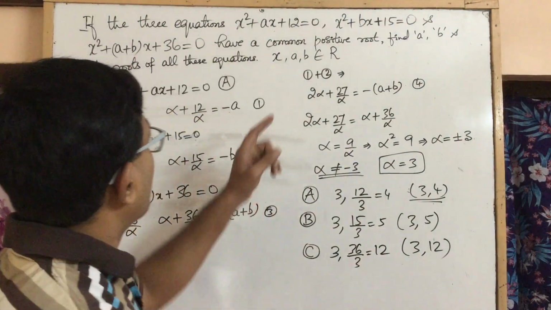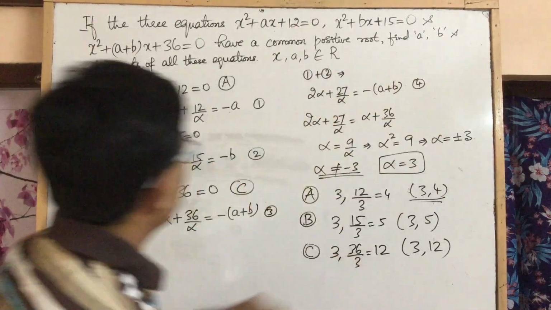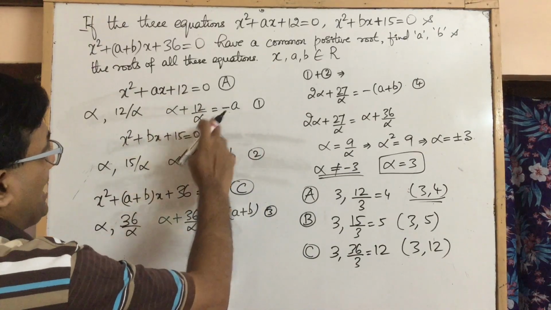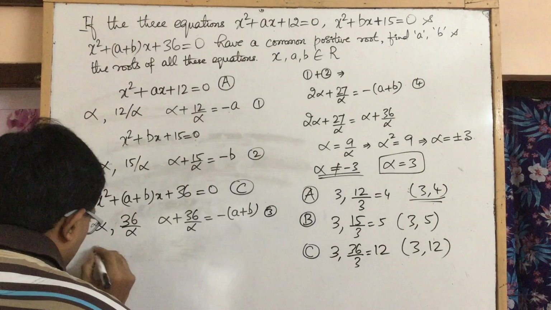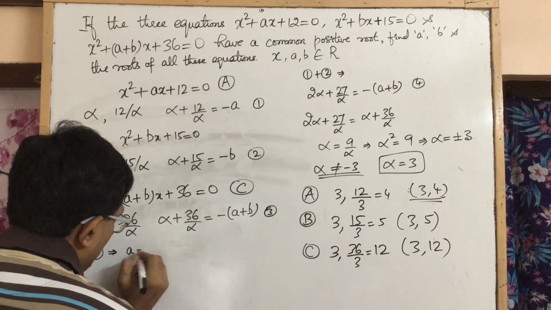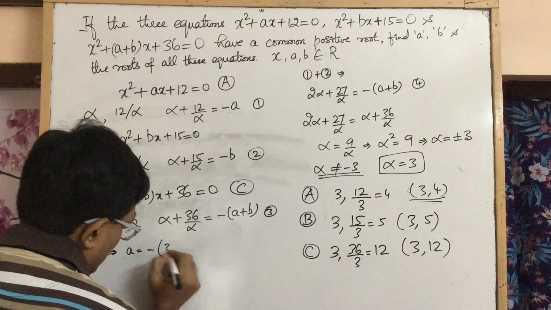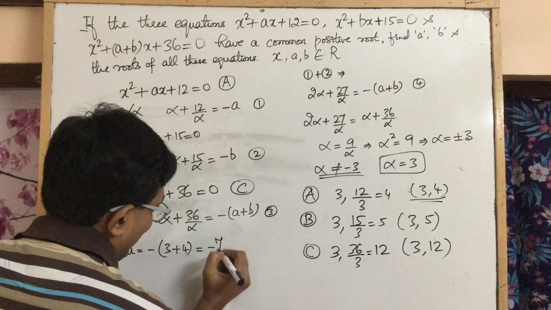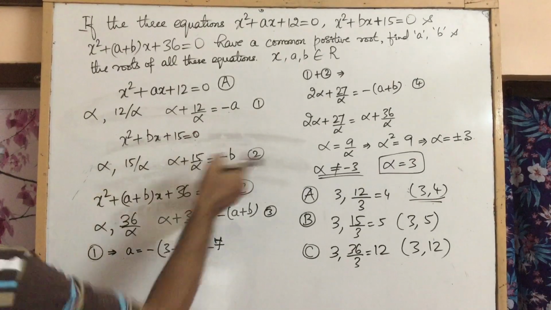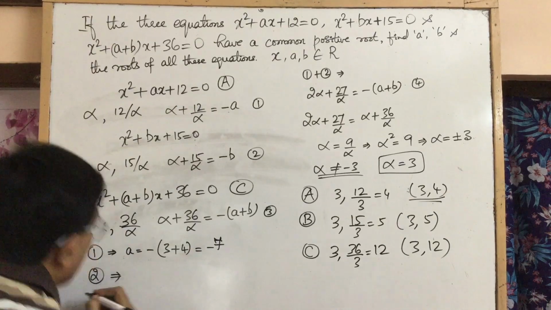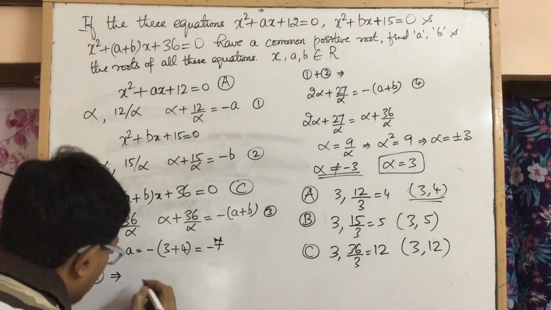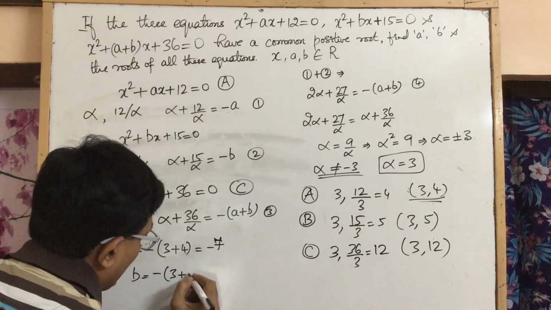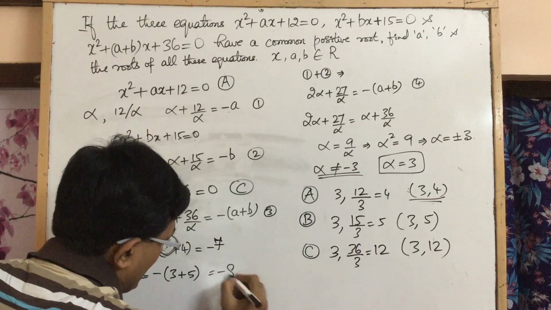The other part that we need to look at now is to figure out the values of a and b. From equation 1, we know that alpha plus 12 by alpha is minus a. So let's use that equation. a would be minus of alpha, which is 3, plus 12 by 3, which is 4. So a would be minus 7. And let's use equation 2 to find the value of b. That's b is equal to minus of alpha plus 15 by alpha, which is 5. So this is minus 8.